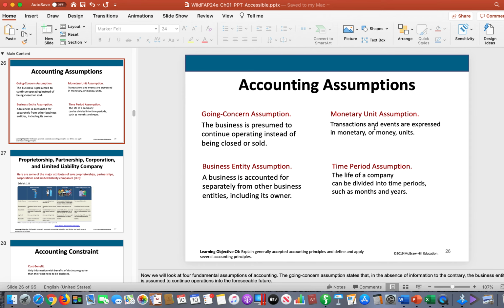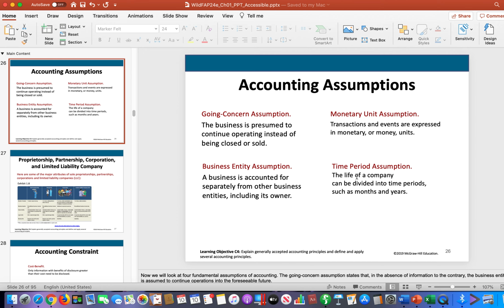We assume a monetary unit, that transactions are defined or presented in terms of money, monetary units, dollars or pounds or whatever the currency is. In other words, not a bartering system. We're going to express transactions in terms of money. We also assume that this is a separate business from other businesses and from its owners.